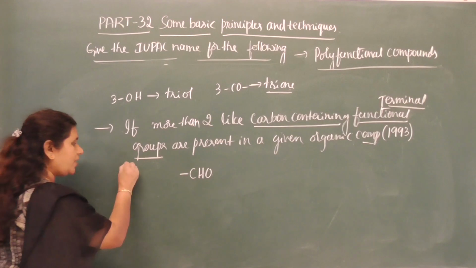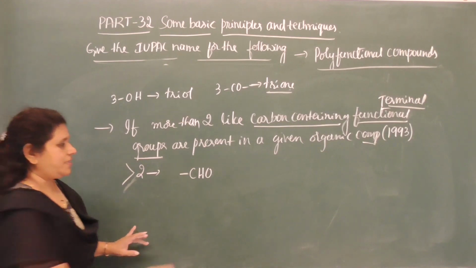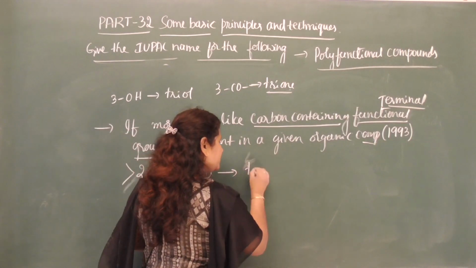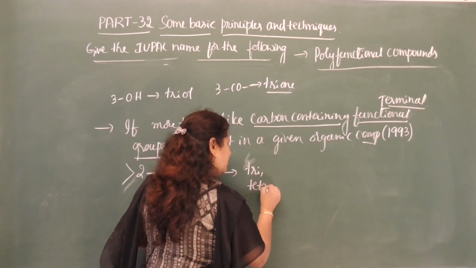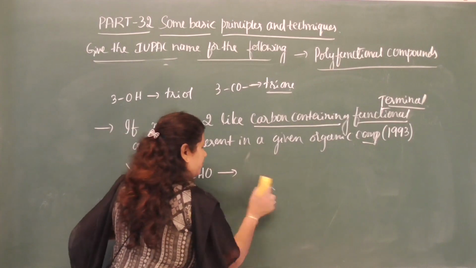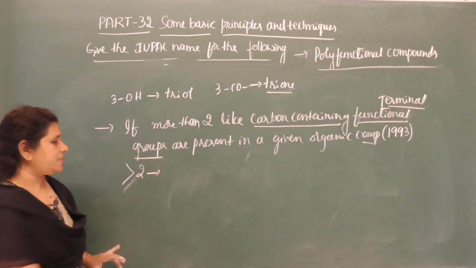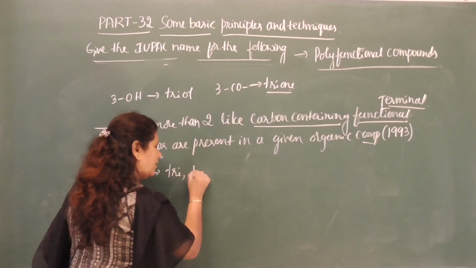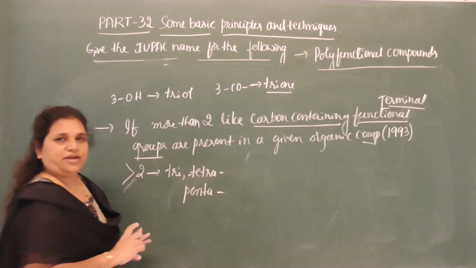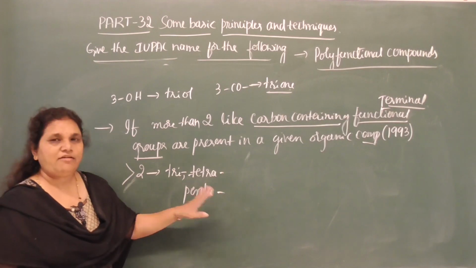So if more than 2 aldehyde functional groups are present, then we have to use 3, that is tri, or tetra or penta. You can use any of the prefixes here. If more than 2 carbon containing terminal functional groups are present, you have to use tri, tetra, penta, like that. So tri for 3 groups, tetra for 4 groups, penta for 5 groups.